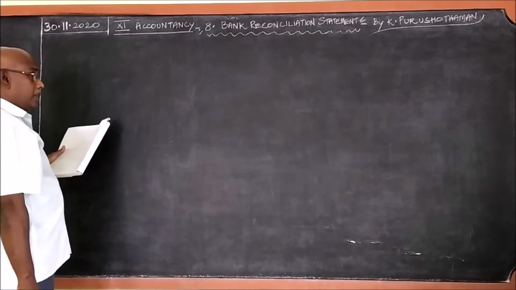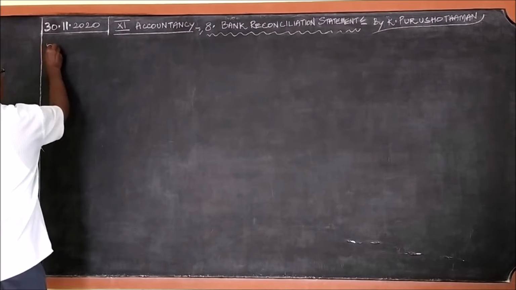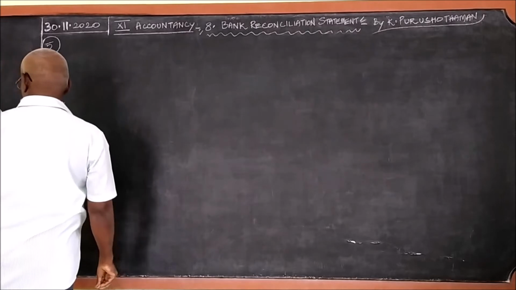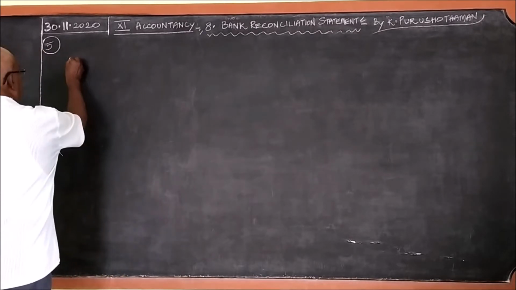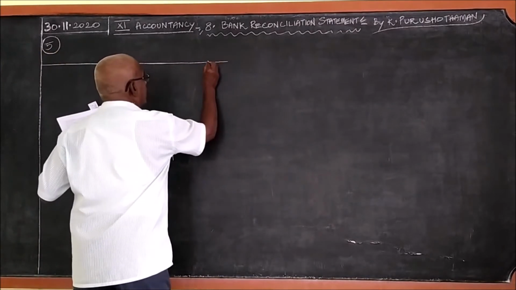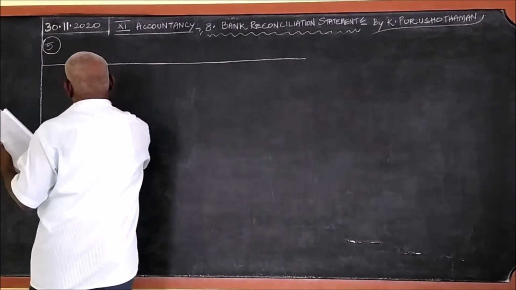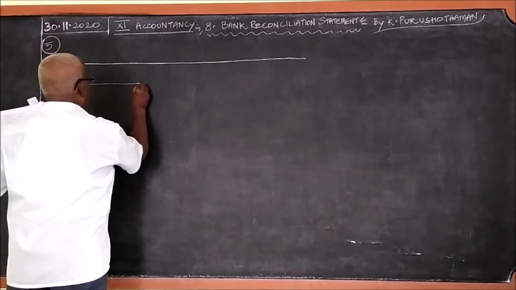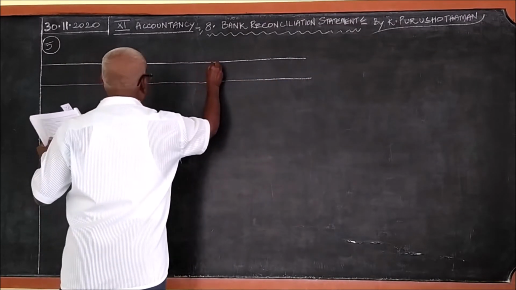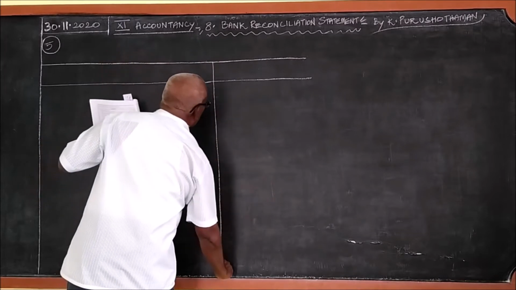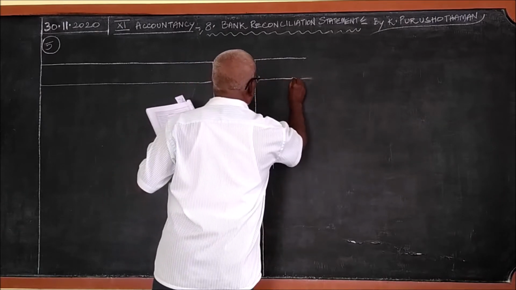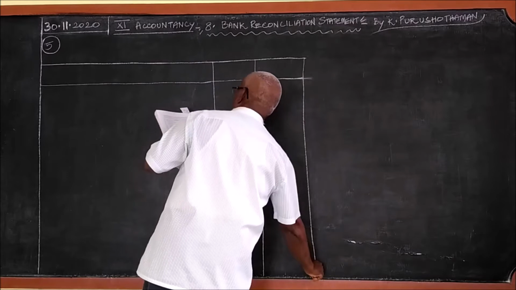Good morning, students. We shall pass on to the fifth problem from the exercise. In the fifth problem, the bank reconciliation statement of Siva. This is as usual: particulars, amount, and the third column is also amount.